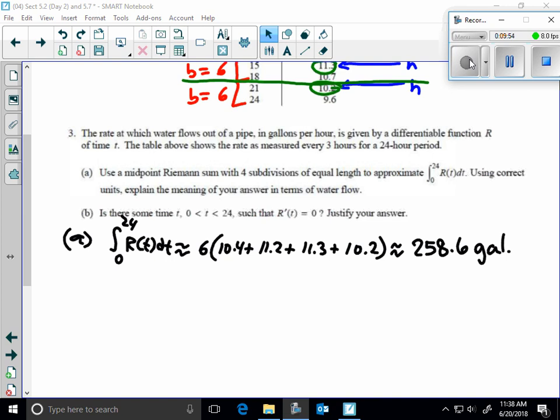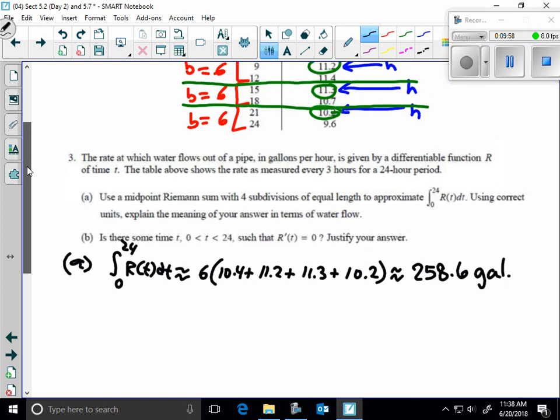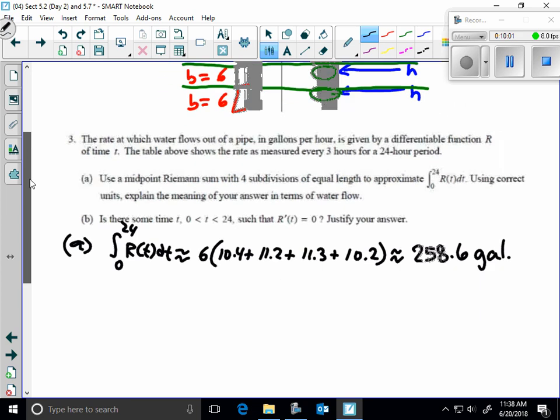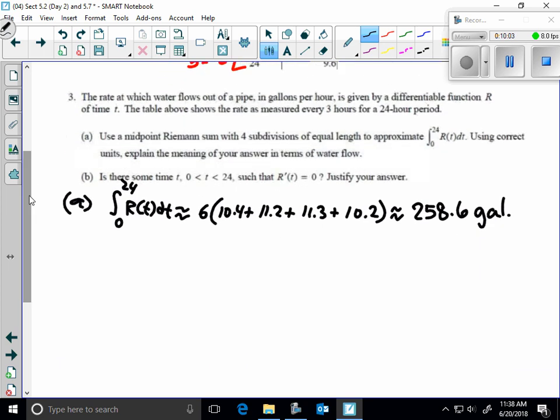Using correct units, explain the meaning of your answer in terms of water flow. So I would say that over the course of those 24 hours, is it hours or minutes? What is it? Yeah, over the course of those 24 hours, approximately 258.6 gallons of water flowed out of that pipe. All right, so let's look at part B.